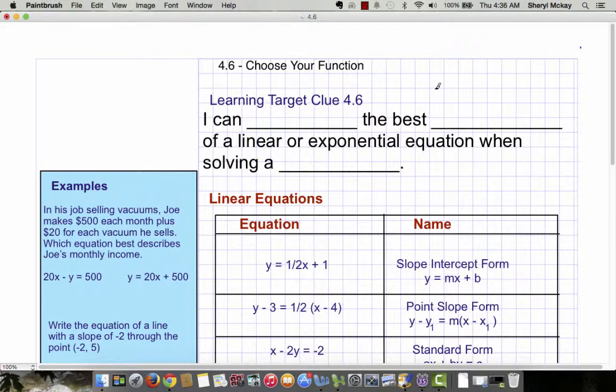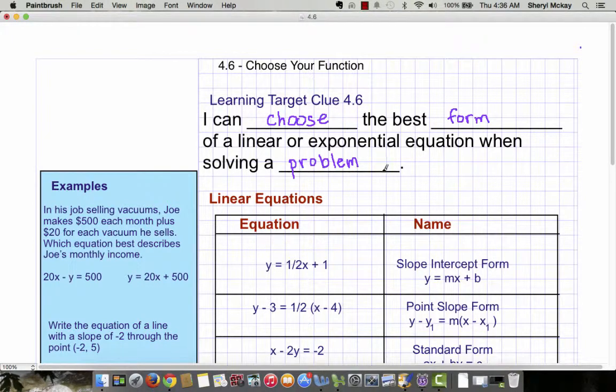So let's go ahead and fill in our learning target that says I can choose the best form of a linear or exponential function when solving a problem. So hopefully this is going to be a short little lesson, and it will help you as you work on your team project, Efficiency Experts.